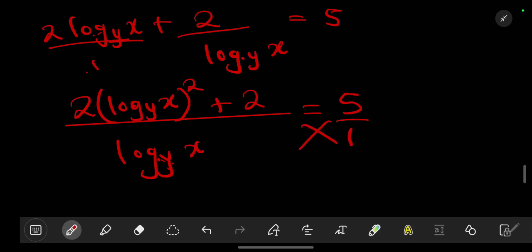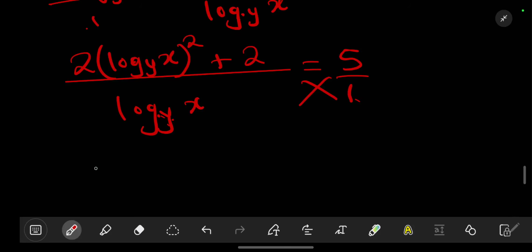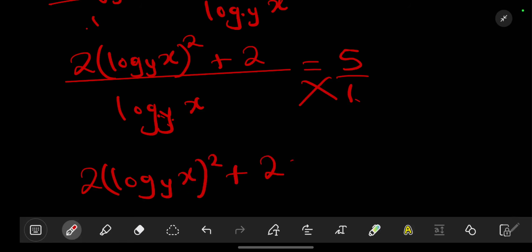Then we are going to multiply, so 1 doesn't change anything, so here we are going to have 2 times the log of base y squared, plus we have our 2, then this times this is going to give us 5 log of x base y. So this is what we have for that one.